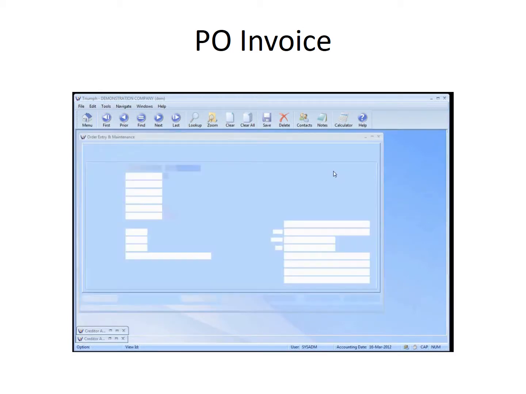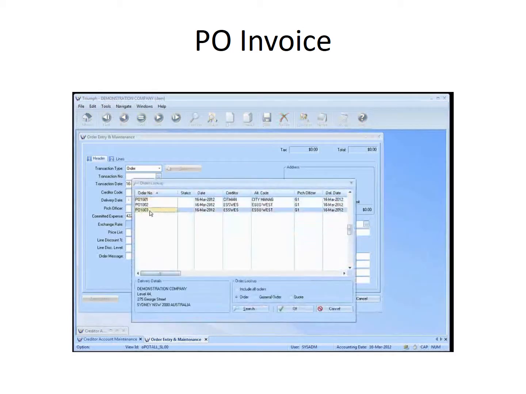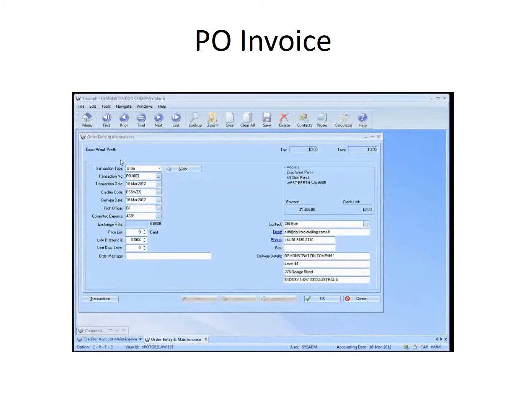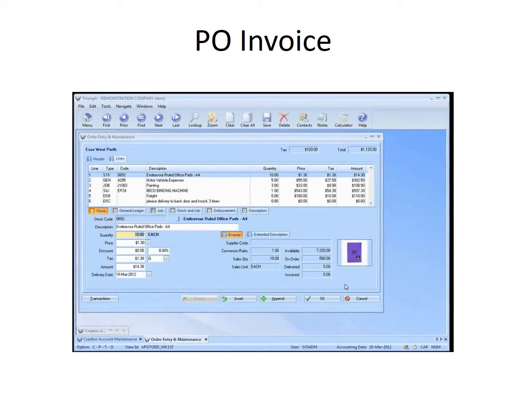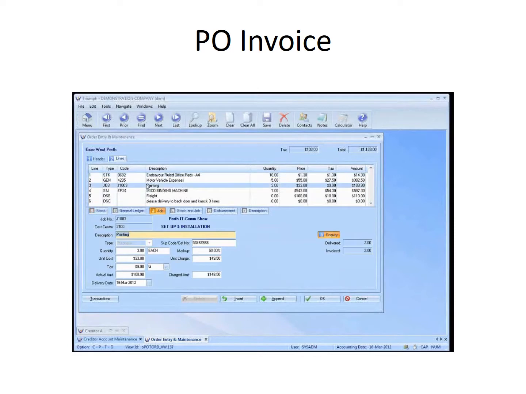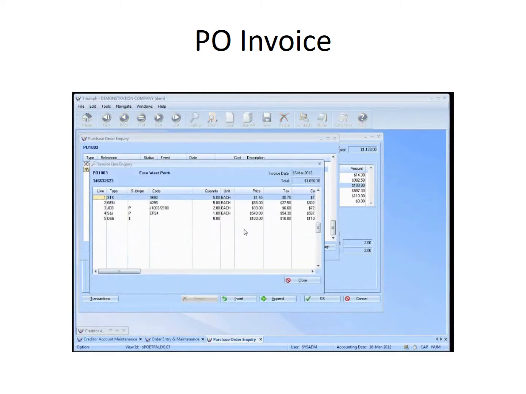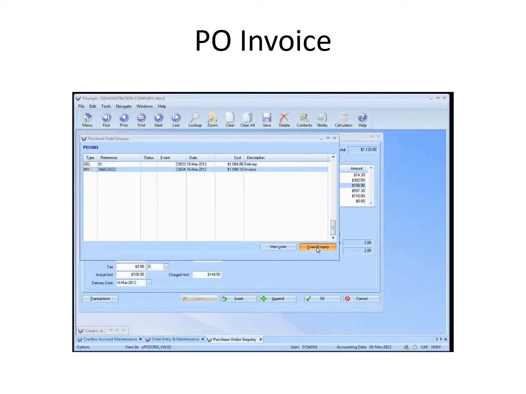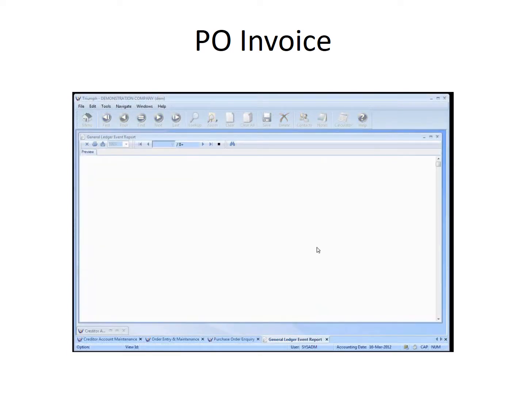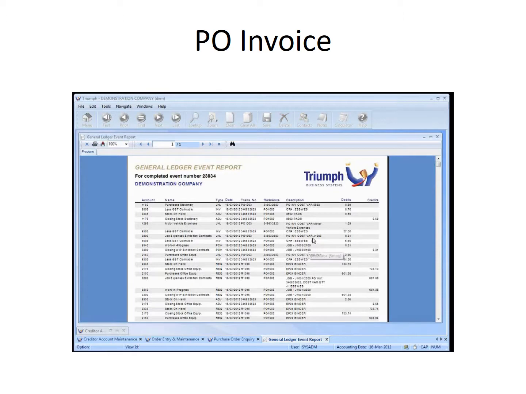If I went back into that order, you'd see under the lines that we've had 5 delivered, 5 invoiced, 2 delivered, 2 invoiced against the order. If I look at the transactions, you'll see the invoices come through, and you can view the lines of the invoice to see what's happened. Or I can do an event inquiry and it'll give me all of the journals that have come through on that transaction.